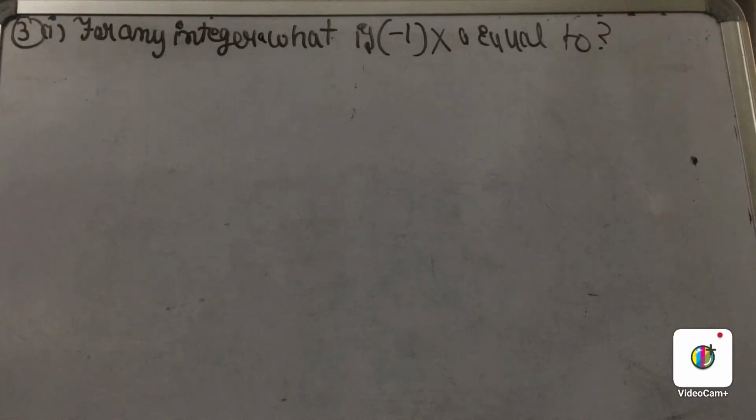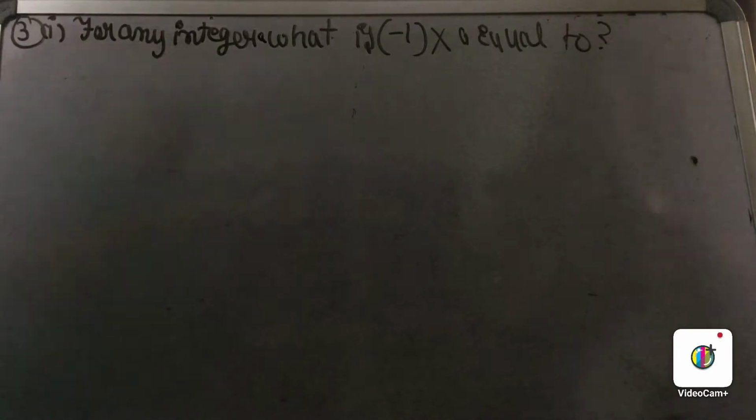Now moving to our question number 3, part first. For any integer a, what is minus 1 multiply a equal to? So firstly you have to understand the question. In this question, if I take any integer a, it is positive. You have to notice that a is positive because there is no sign in front of a, so the a is positive.